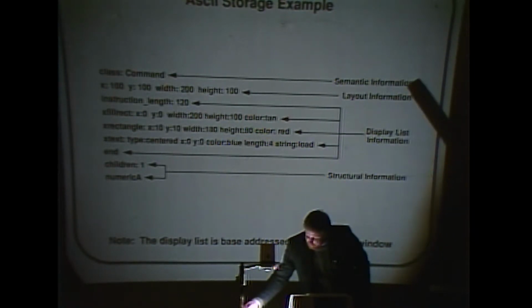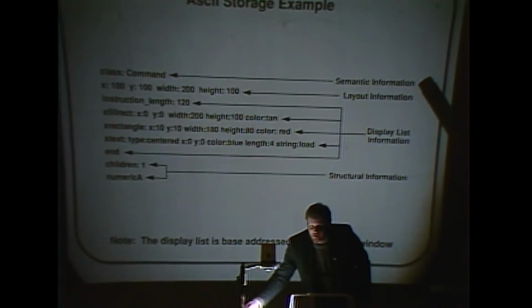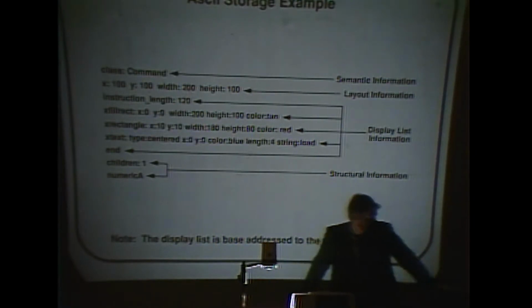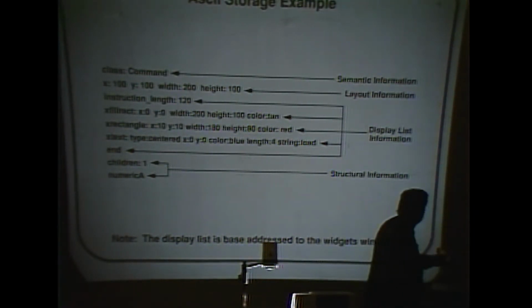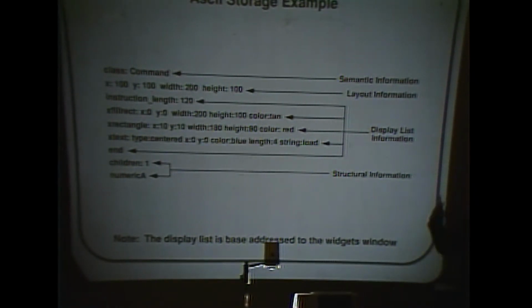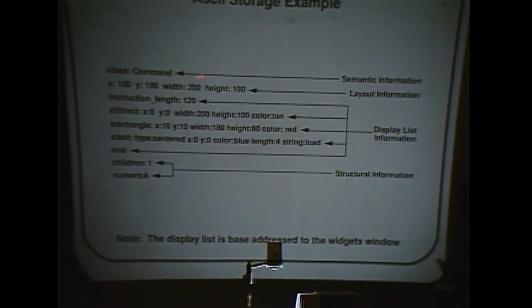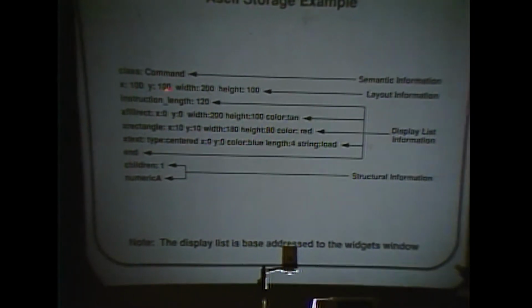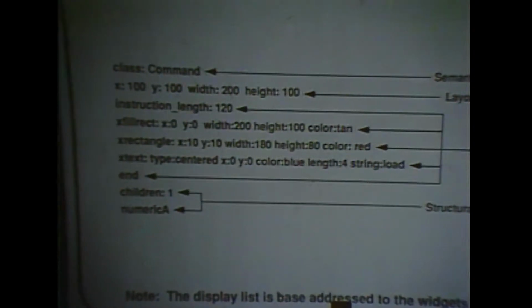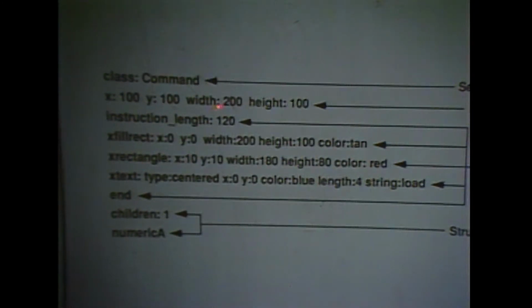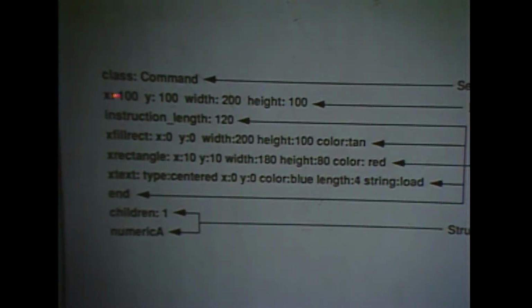The first piece of information is the semantic information, or the class information, about the widget. The second piece of information is the general widget's layout structure, or where the widget is placed, relative to its parent widget.